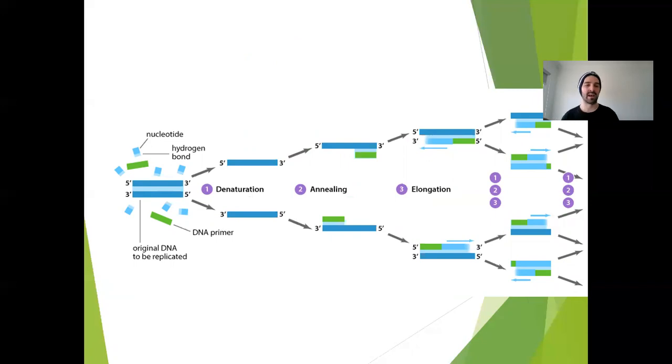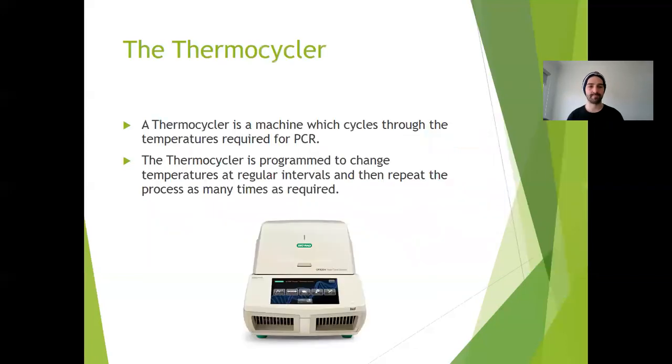Now, obviously, if we start counting, we're going to start with 2 on our first cycle, then 4, then 8, and so on and so forth. So eventually we end up with millions of copies after not very many cycles of PCR.